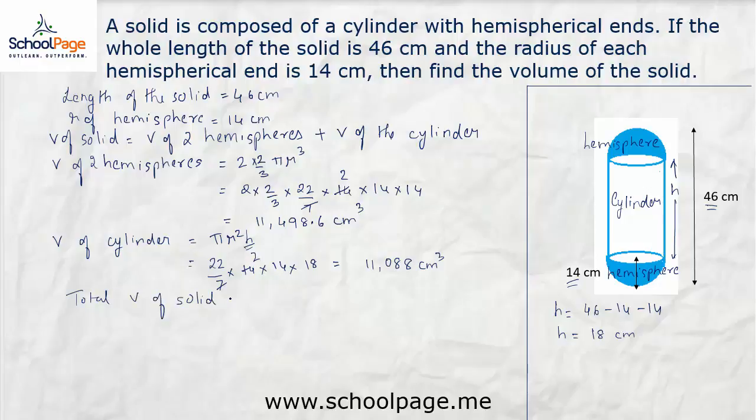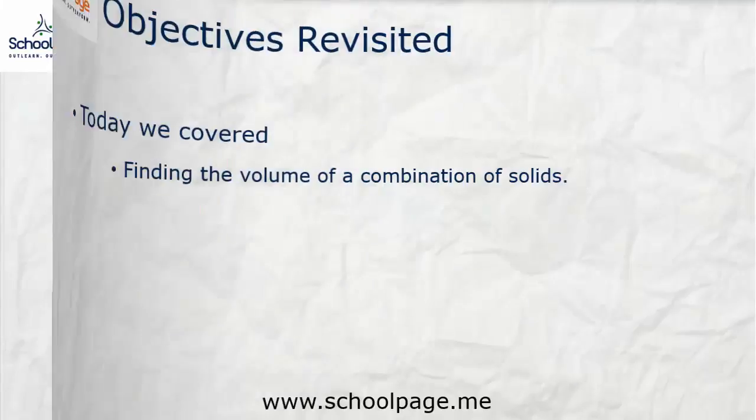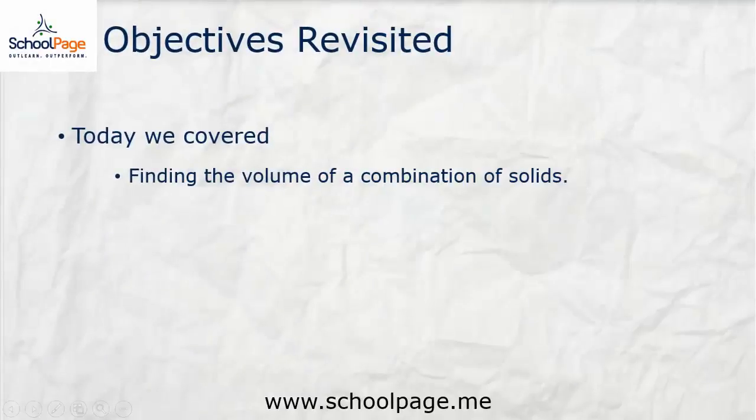Now let us find the total volume of solid. So the total volume of solid will be the volume of the two hemispheres, that is 11,498.6 plus the volume of the cylinder, which is 11,088. So the total volume of the solid is 22,586.6 centimeter cube. In this video, we have learned to find the volume of a combination of solids.